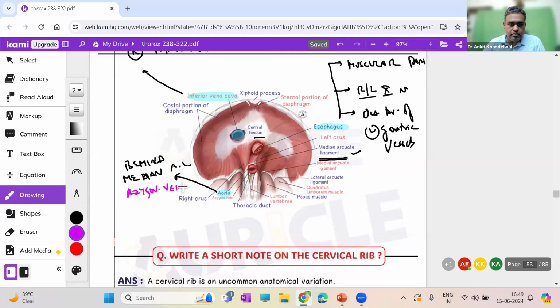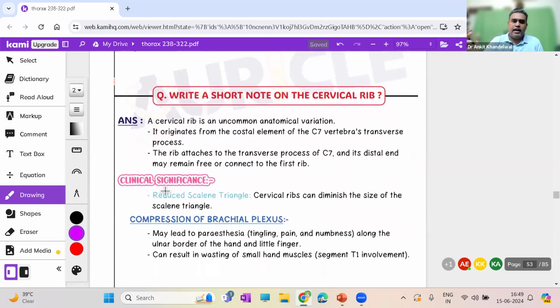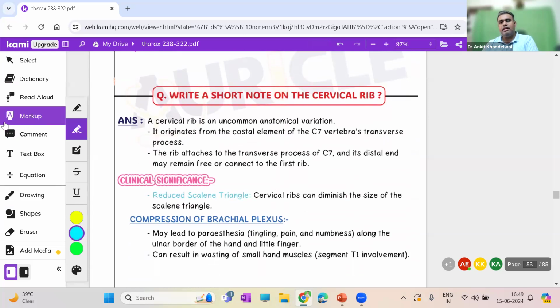Azygous vein can pass, and thoracic duct can pass. Yes, so thoracic duct and azygous vein can pass along with the aortic opening. These things do remember. Now, as we discussed somewhere, there can be a thing known as cervical rib.